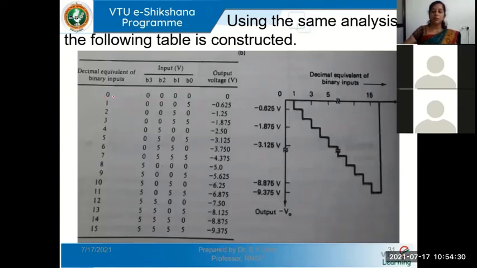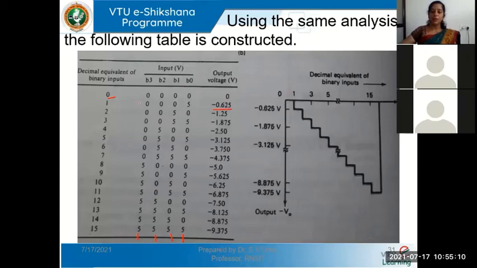Say for decimal values of input ranging from 0 to 15. Whenever you have a 4-bit binary number, I'll have the binary values ranging from all zeros to all ones. So the ones are shown as 5 volts here. This 5 volts corresponds to logic 1 and 0 corresponds to logic 0, the binary 0. So with these values, the decimal equivalent would be from 0 to 15, and you will observe the output has a step size of around 0.625 volts.